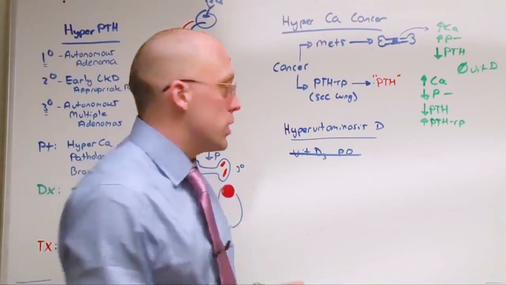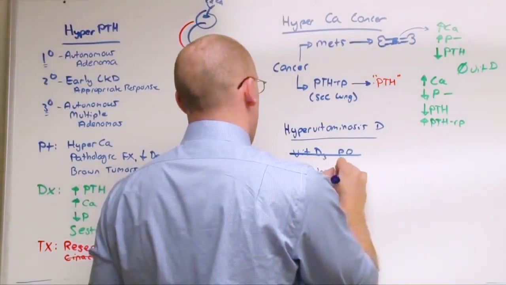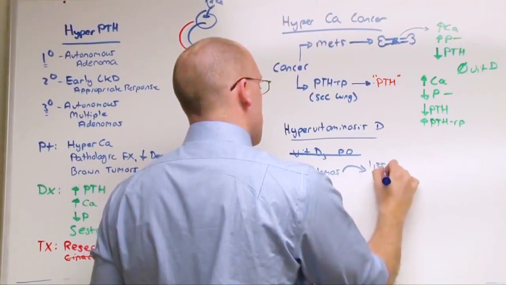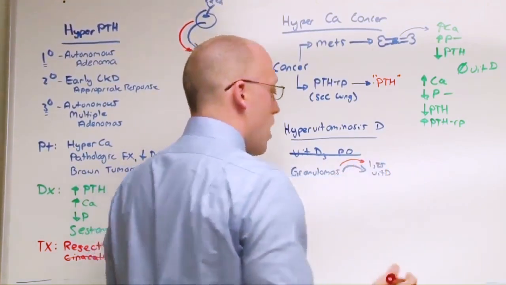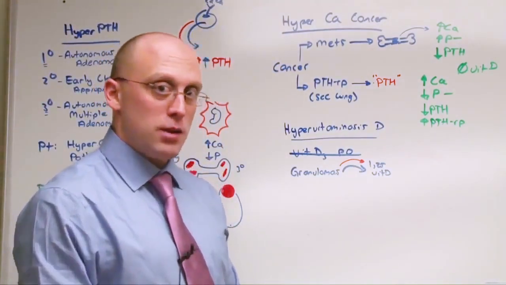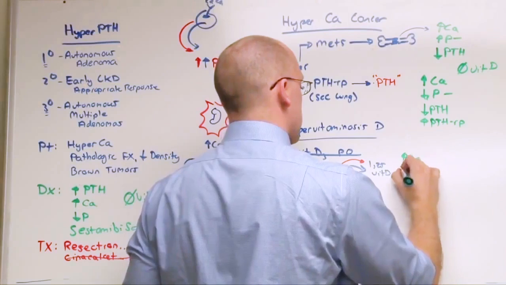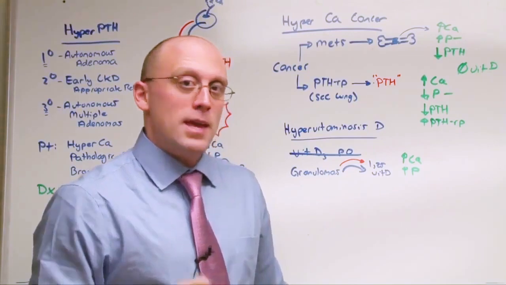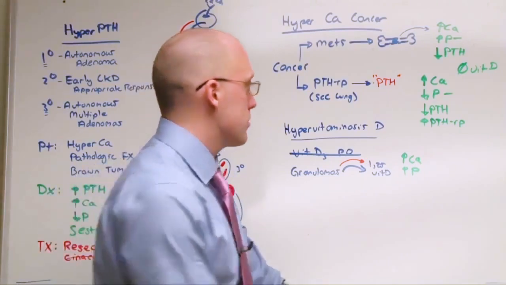In the case of granulomatous disease, excess calcitriol, the active vitamin D, is made. If you have a lot of vitamin D, you are going to absorb calcium and phosphorus from the gut. Because the parathyroid glands are working, calcium is going to inhibit the release of parathyroid hormone.